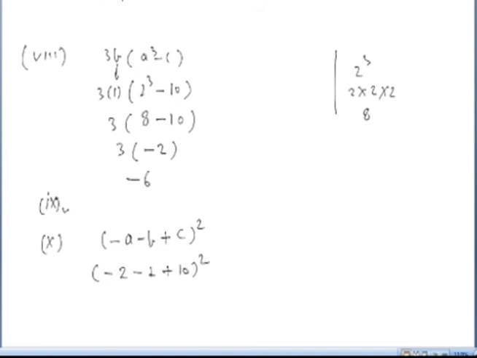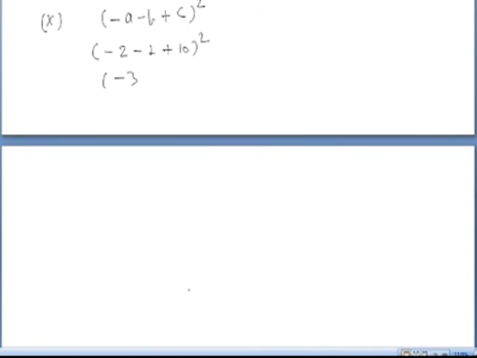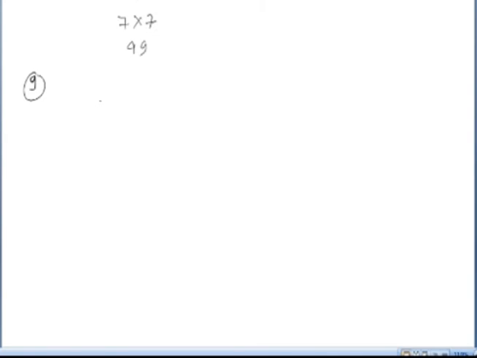Minus 2 minus 1 minus 3. Okay. Minus 2 minus 1 is minus 3 plus 10 square. Minus 3 plus 10, so it will become 7 square. Okay. And 7 into 7, 49. So the value of this is 49. So in this way we have to evaluate these expressions for the following situation.